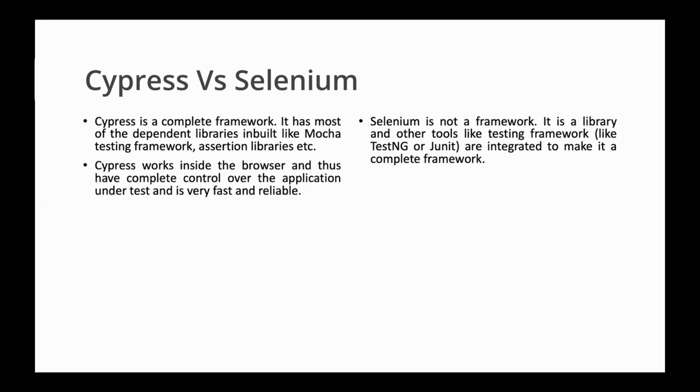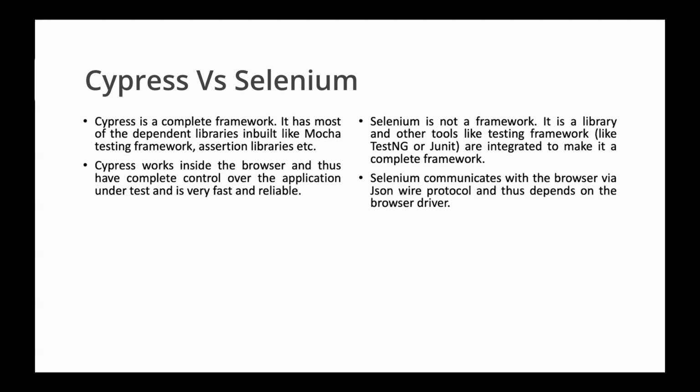Then Cypress works inside the browser and has control over the application. It tests everything that runs in the browser, like all the network commands and everything, which we discussed during the architecture as well, and is very fast and reliable. Whereas Selenium communicates with the browser using the JSON wire protocol, and it depends on the browser driver to communicate to the browser. So if you have worked with Selenium, you might remember that to work with the Chrome browser, we need a chromedriver.exe. So it's not very straightforward. You need to have that exe, and then all the communication happens with that.